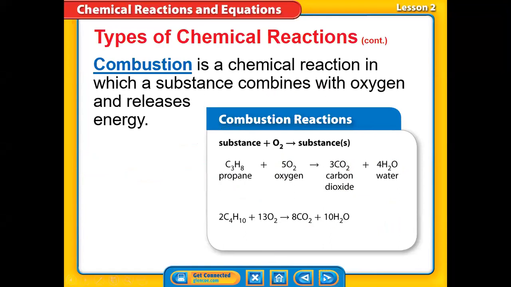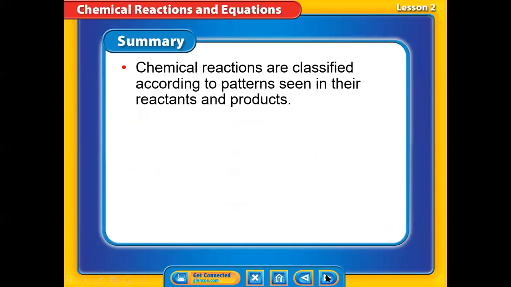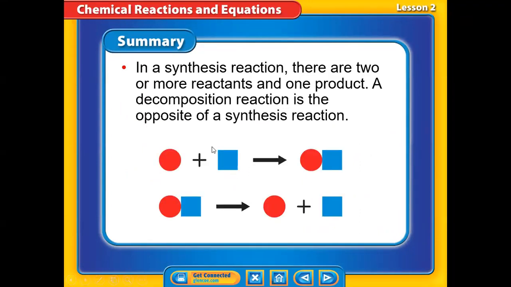Let's remember what we studied in that lesson. Chemical reactions are classified according to the patterns seen in their reactants and products. In a synthesis reaction, we have two reactants that combine, building up one product. Once we observe a chemical equation that follows that manner, we classify it as a synthesis reaction. The opposite is decomposition: just one reactant that breaks down into two or more products.